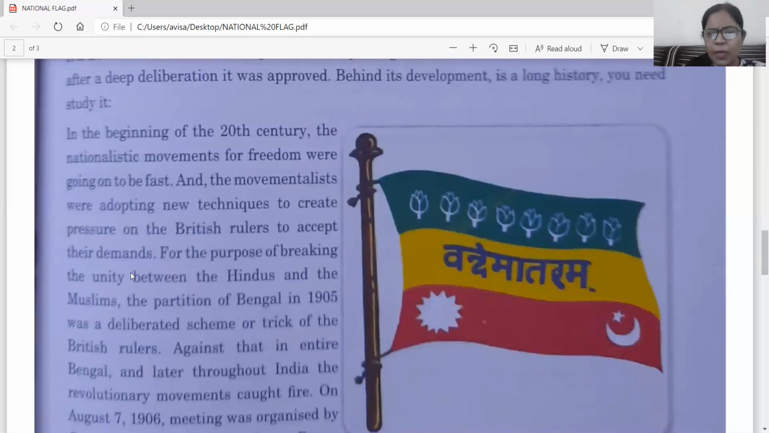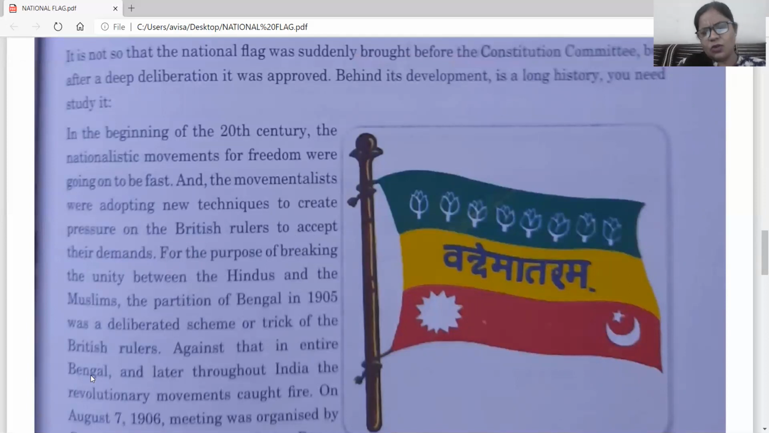For the purpose of breaking the unity between the Hindus and the Muslims, the partition of Bengal in 1905 was a deliberate scheme or trick of the British rulers. Everybody knows that the British policy was divide and rule. So most of the time, what they did was divide them.